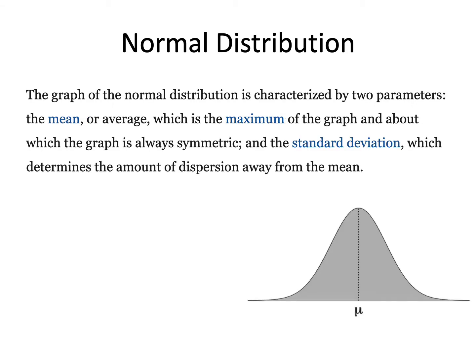The graph of the normal distribution is characterized by two parameters, as I've said before: the mean, or mu, or the average, which is the maximum of the graph and about which the graph is always symmetric, and the standard deviation, which determines the amount of dispersion away from the mean. The mean is represented by mu, which is the middle of the distribution, and the distribution is symmetric about mu, so mu represents the mean of the probability distribution and also the median of the probability distribution.